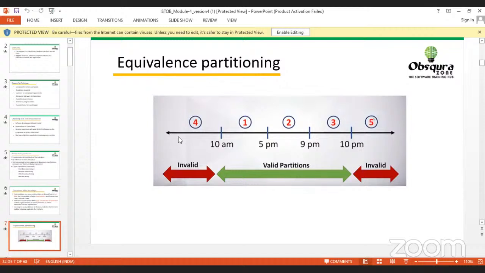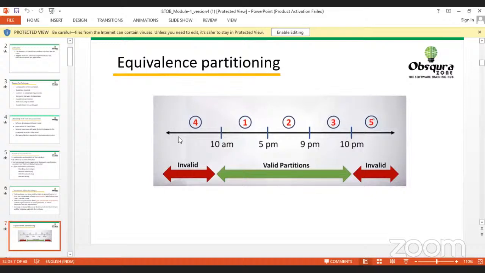So inside the range between 10 a.m. and 10 p.m. we will be having some values, right? There are 3 partitions they have given, so these 3 partitions will be valid partitions, and beyond that will be invalid partitions. Here it is clear from the diagram, right? So between 10 a.m. and 10 p.m., now they have split it as 3 partitions.